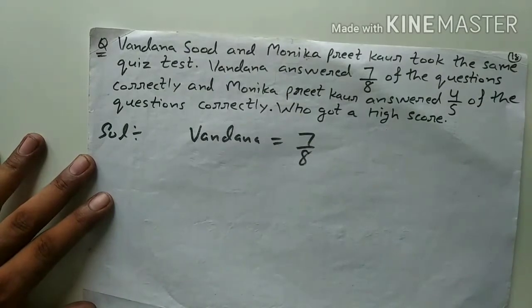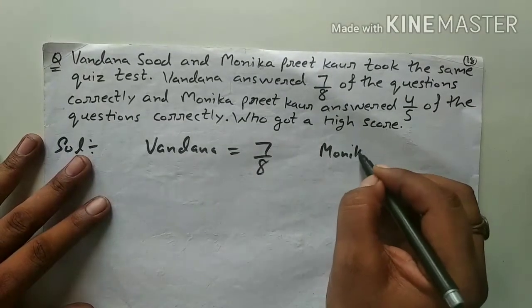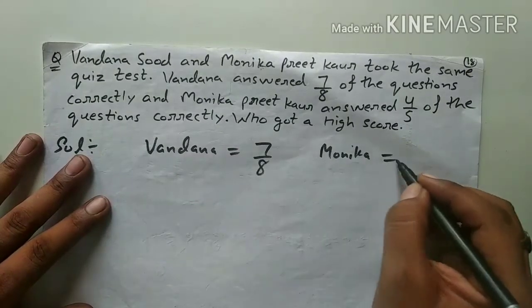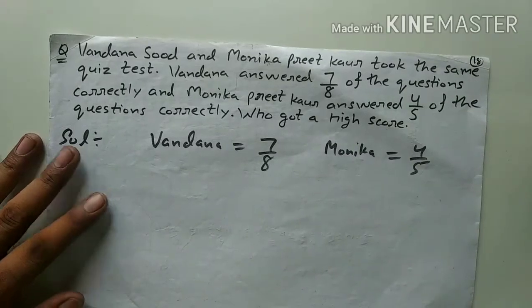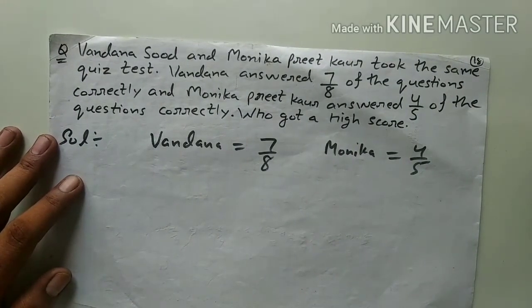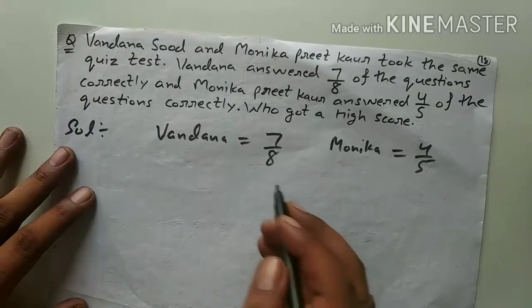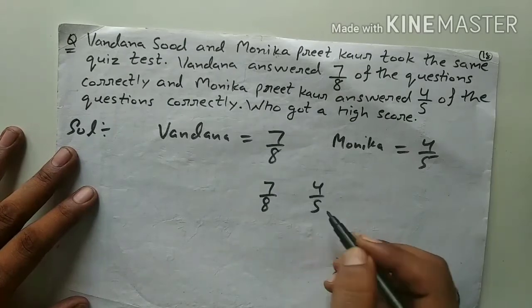Vandana's fractional part of answering is 7 by 8 and Monica's fraction of answering the question is 4 by 5. Now, which fraction will be greater, that is, who has the higher score? Okay, so we will have to compare these fractions 7 by 8 and 4 by 5.